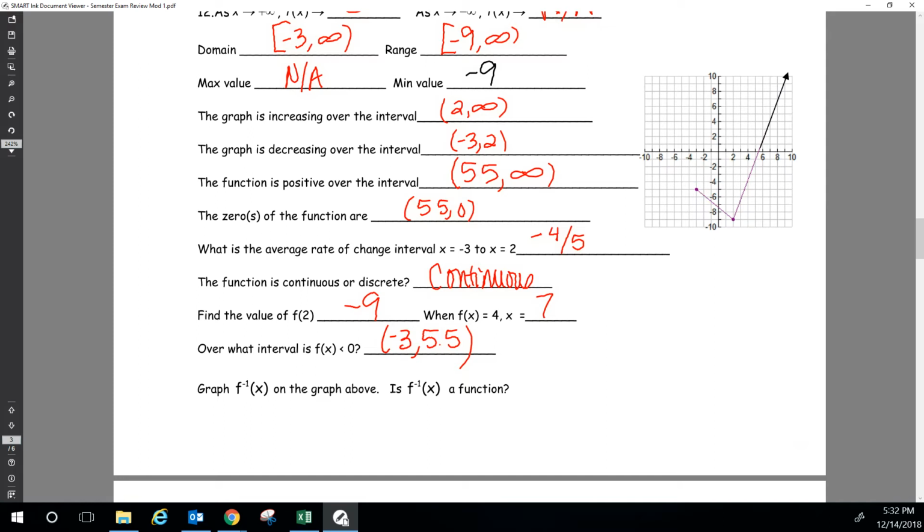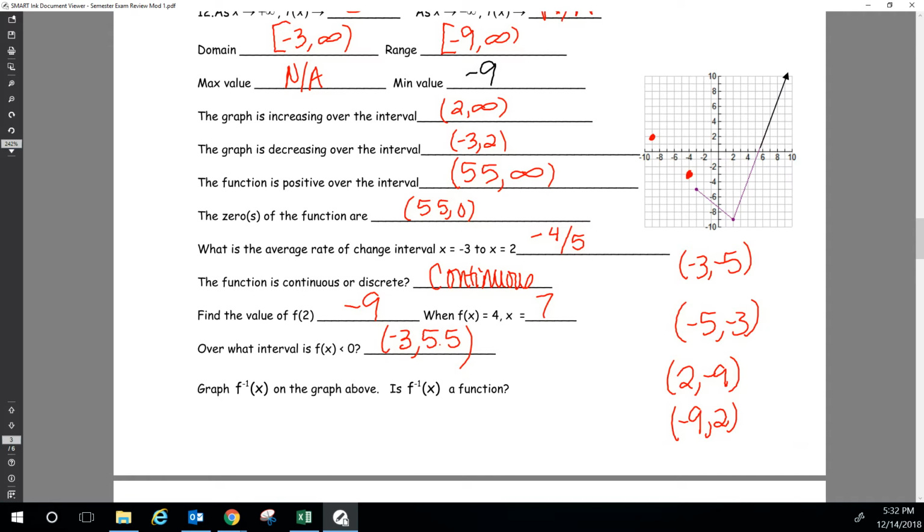Graph f inverse on the graph above. All right, so remember f inverse is where we take these points and we change the x and the y. So this point here is (-3, -5). The inverse point would be (-5, -3). So (-5, -3) is going to be right here. That's the inverse point that corresponds to this one. This point here is at (2, -9). Its inverse point, we switch those guys, it's at (-9, 2).